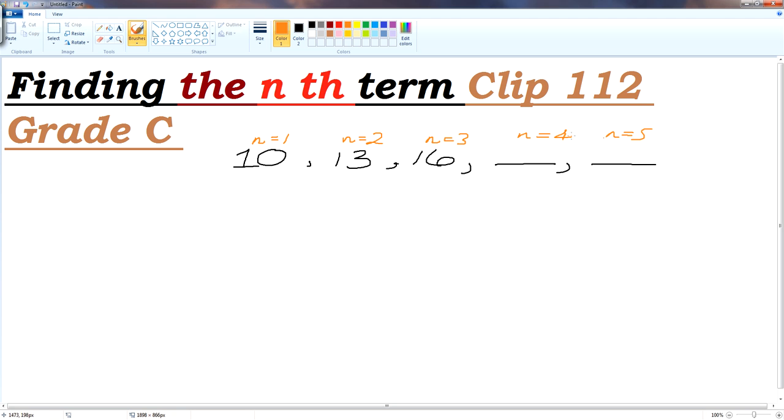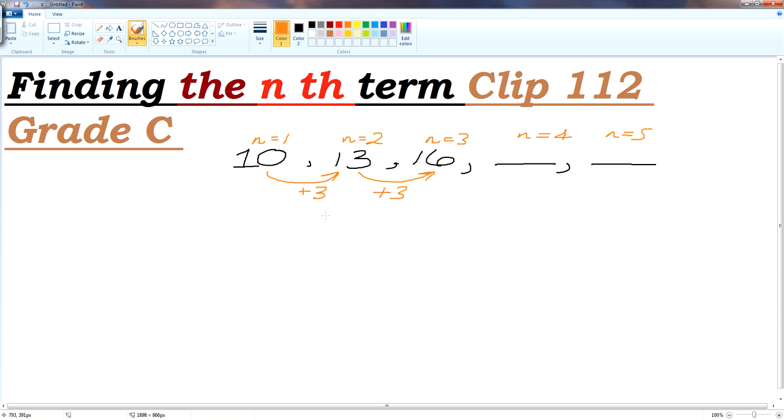So when we try to work out the nth term, we try to work out a rule for this number sequence so we can generalize what's happening. If I look from 10 to 13, what I find is that my rule is going up by 3. And 13 to 16 is going up by 3. So we have a consistent increase in our number sequence by 3.